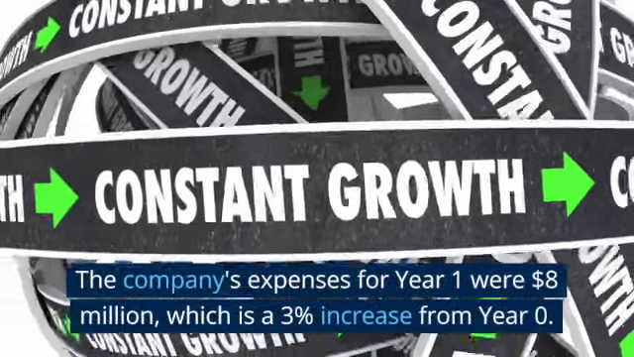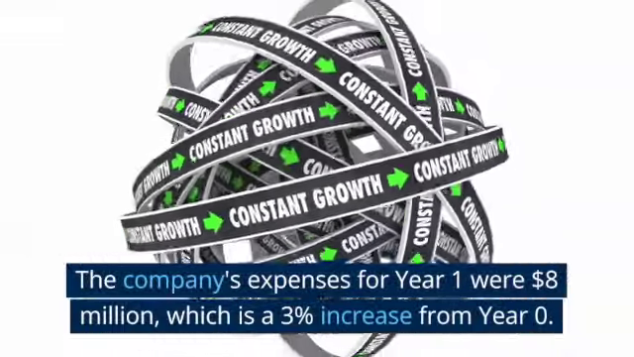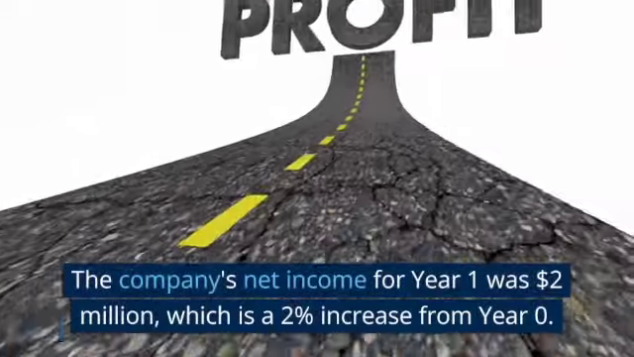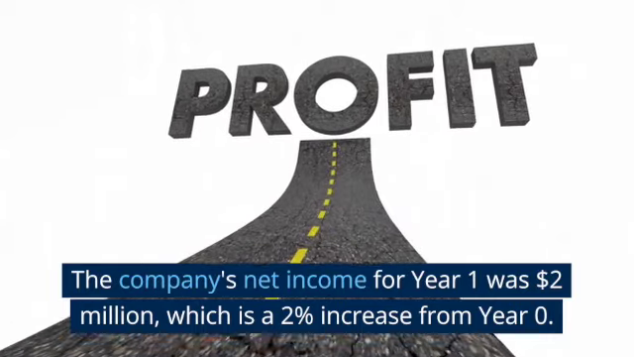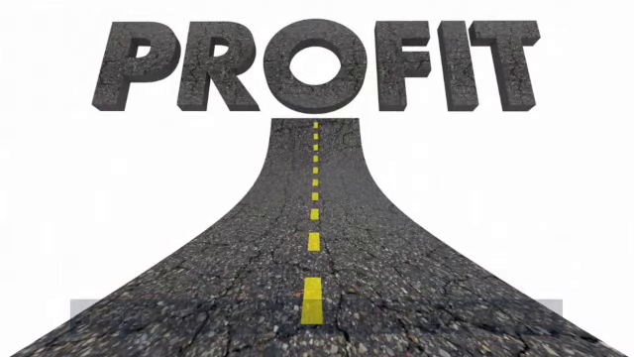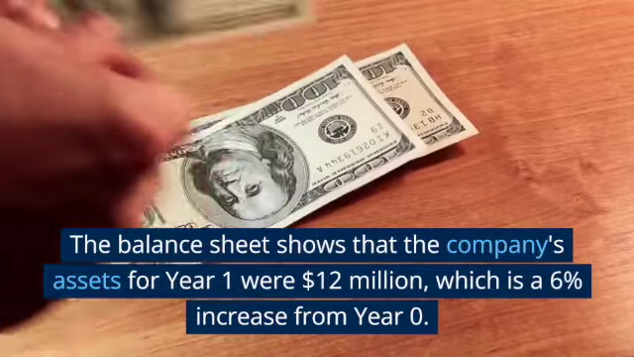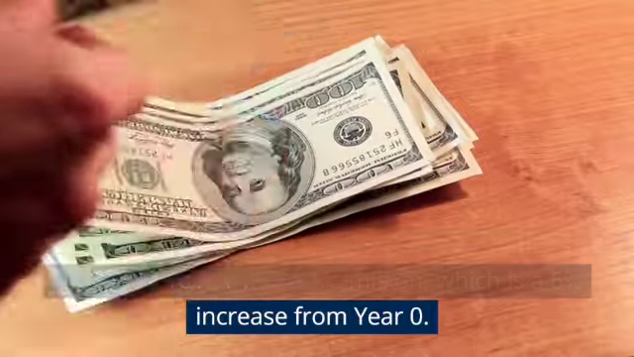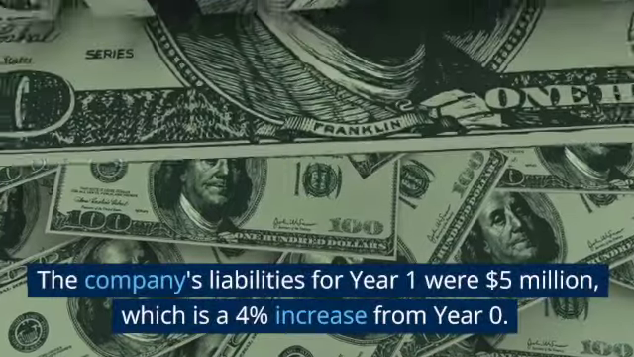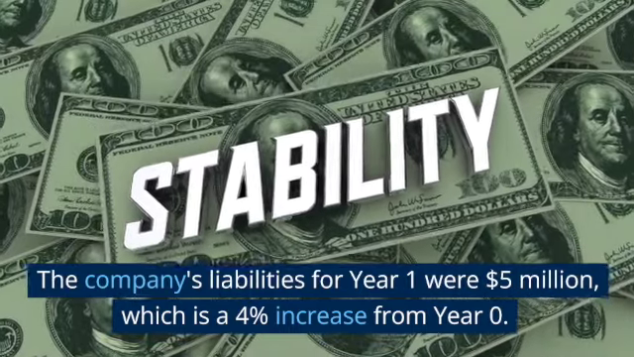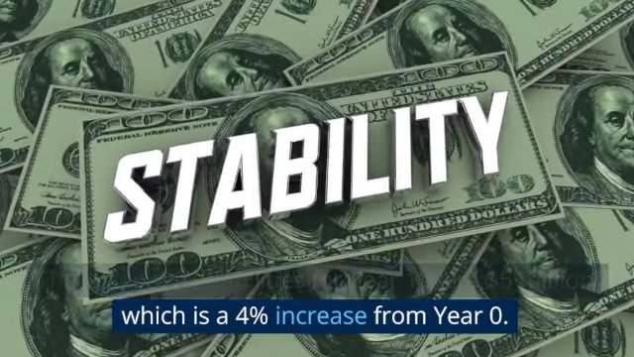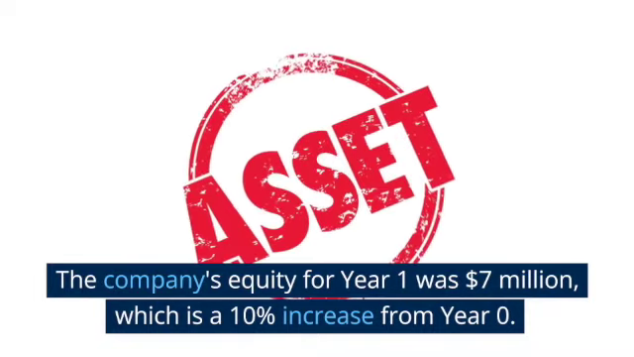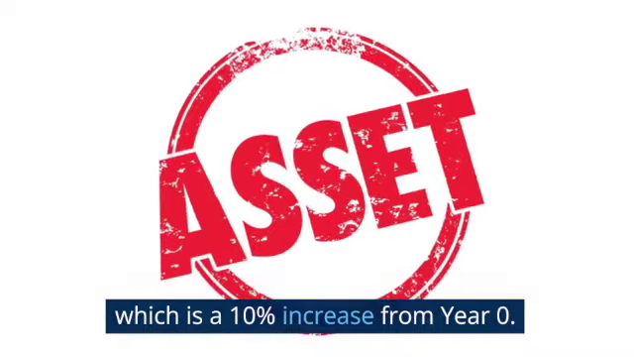The company's expenses for Year 1 were $8 million, which is a 3% increase from Year 0. The company's net income for Year 1 was $2 million, which is a 2% increase from Year 0. The balance sheet shows that the company's assets for Year 1 were $12 million, which is a 6% increase from Year 0. The company's liabilities for Year 1 were $5 million, which is a 4% increase from Year 0. The company's equity for Year 1 was $7 million, which is a 10% increase from Year 0.